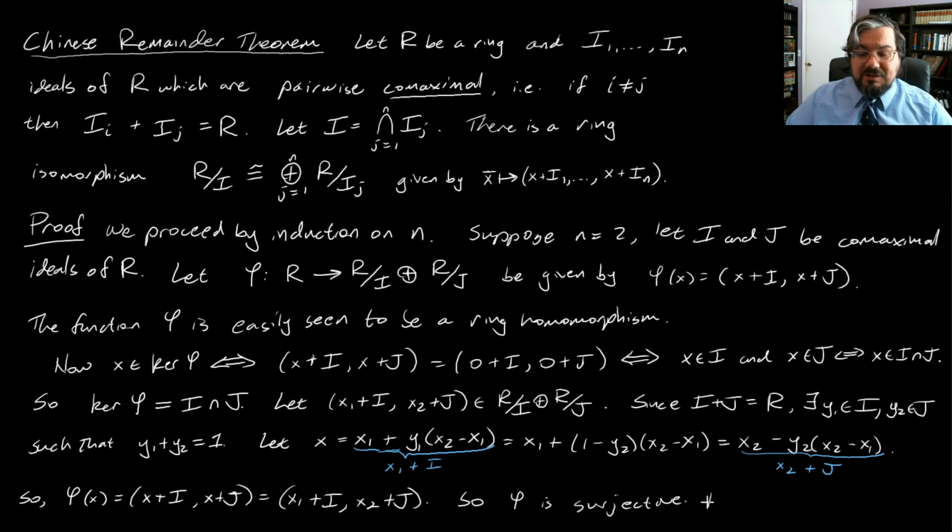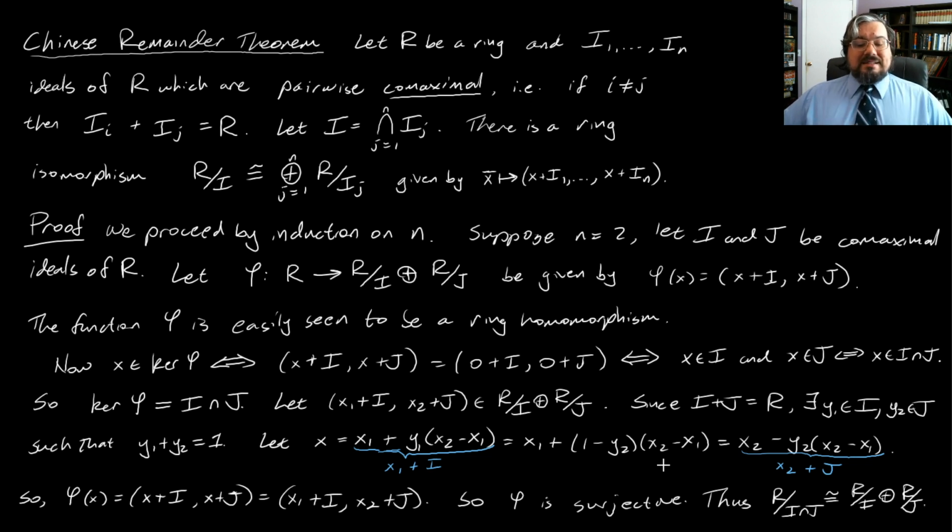Thus, by the first isomorphism theorem, we have that R mod I intersect J, R mod the kernel of phi, is isomorphic to R mod I direct product R mod J. Okay, so there we go. That's the base case. It shows that the Chinese remainder theorem holds when we have only two ideals that we work with.